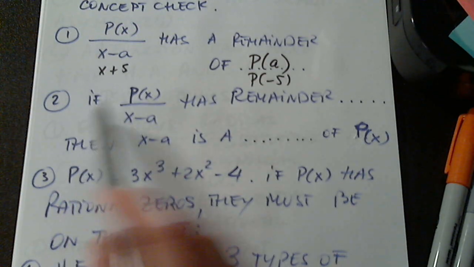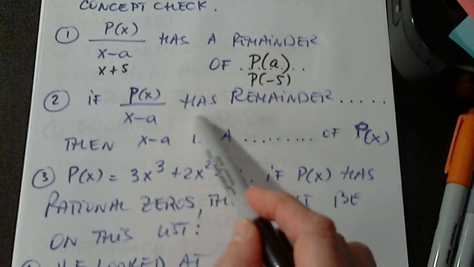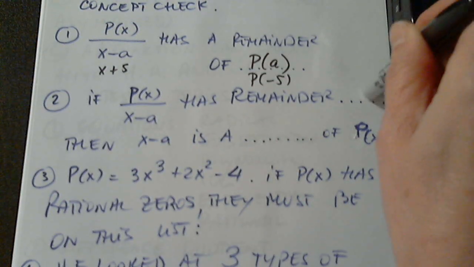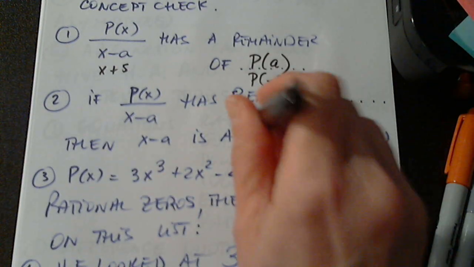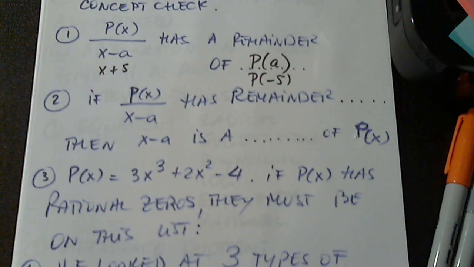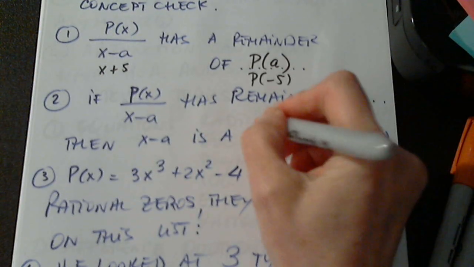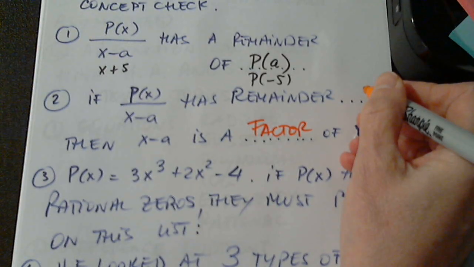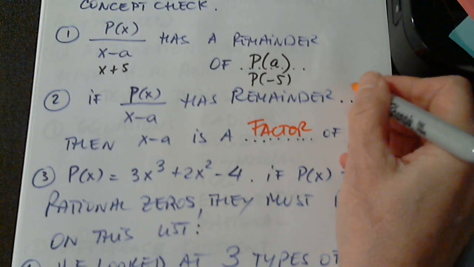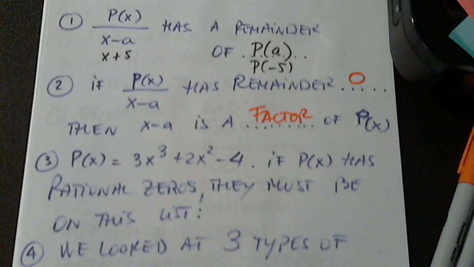Good. Next one. If p of x over x minus a has a remainder of ..., then x minus a is a ... of p of x. Who will save us now? Factor? Yes, but what do I put here? 0. Thank you. Awesome. Great job.